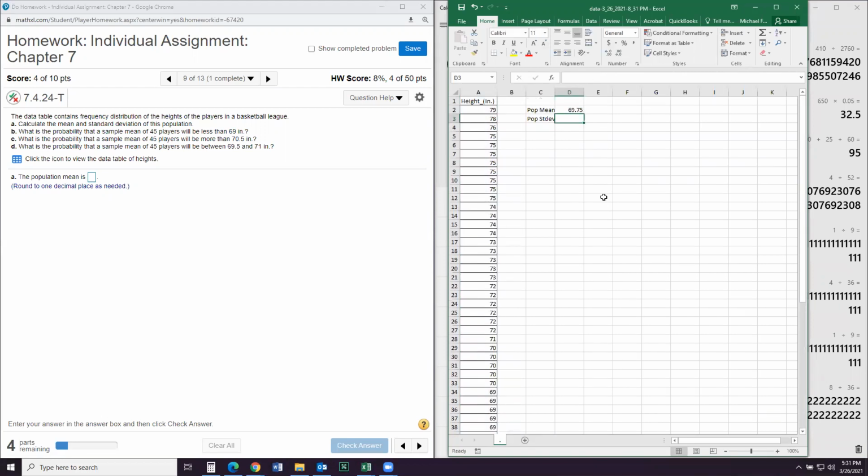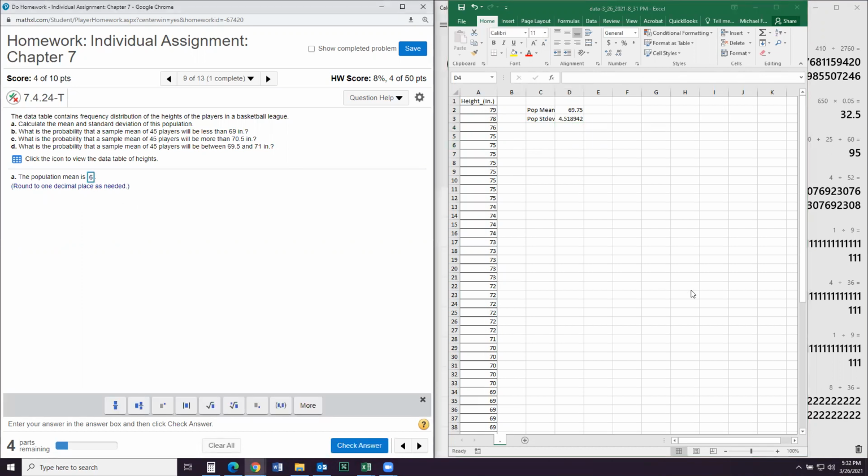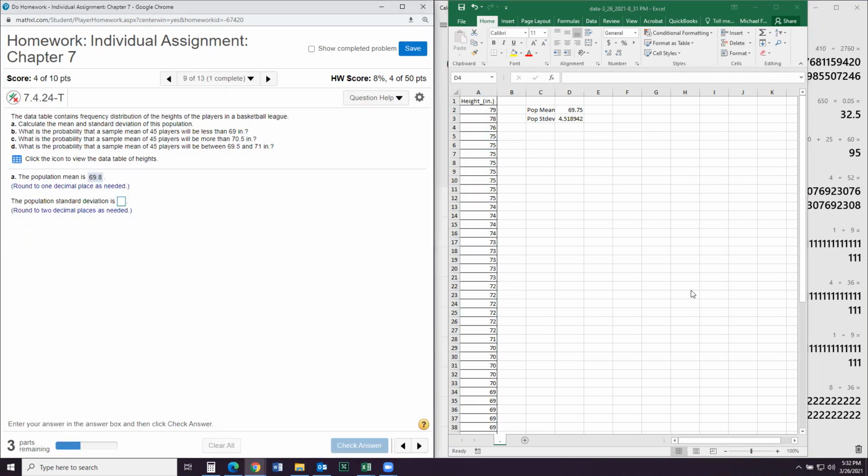And the population standard deviation, I'm going to do equals STDEV.P, because it's a population, and highlight all the data points in the data set. All right, so there's the first two things I need. Population mean, round to 1 decimal place, so 69.8. The population standard deviation to 2 decimal places, 44.52.